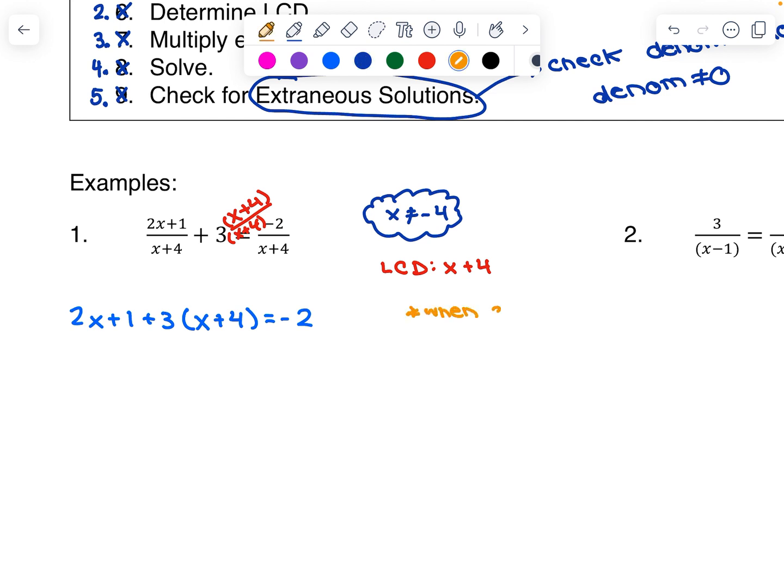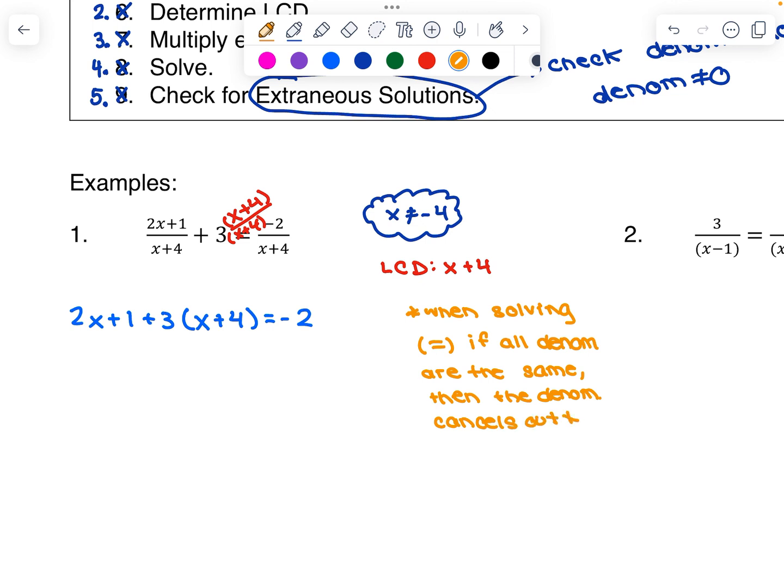When solving, so you can only do this when solving, when there's an equal sign: if all denominators are the same, then the denominator can kind of just be ignored or cancels out. That's not true when you're simplifying. That's just when you're solving. So when you have an equal sign, a left and a right side, that means.